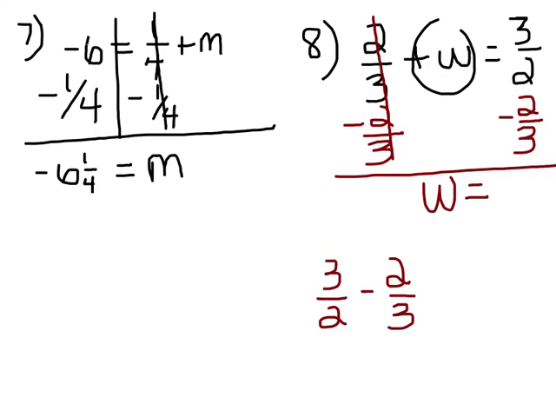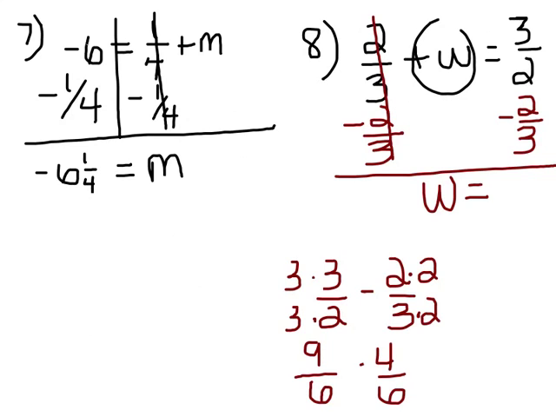In order to make our denominator 6, we'll have to multiply the left one by 3, giving us 9/6. And we'll have to multiply our right one by 2, top and bottom, giving us 4/6. So we have 9/6 minus 4/6, which gives us 5/6.